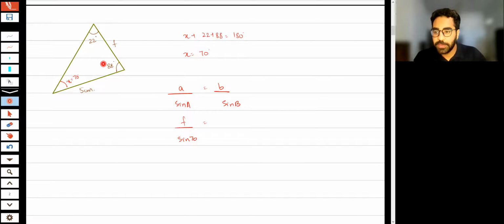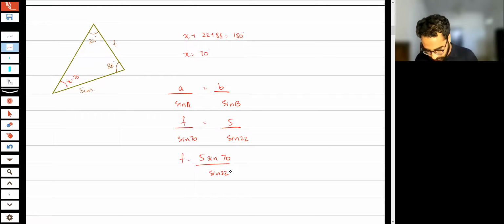Now, can I take 88 degrees over here as my capital B? No, I cannot, because I don't have the side opposite to it. I don't know its length. So I'll be taking the angle as 22 and the side opposite to it is 5. So small b would be 5 centimeters and capital B would be 22 degrees, which would be the angle opposite to it. So I'm going to get 5 over sine 22 and then cross multiply, you get your answer. You get 5 sine 70 over sine 22.